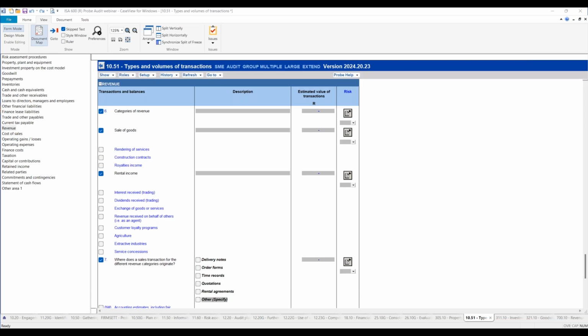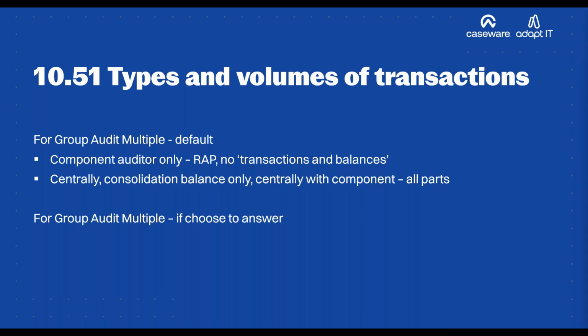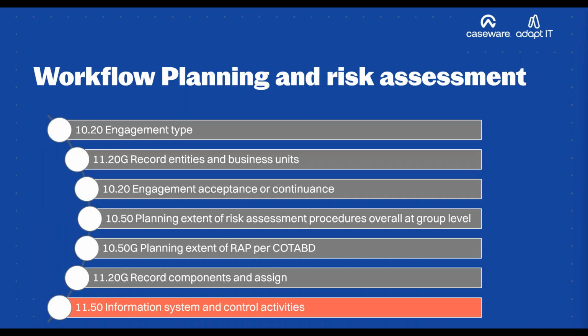Right, so that was 1051 then, types and volumes of transactions. And next up then, in our risk assessment and planning stage, is the information system and control activities. And again, this has a bit of a difference between the scenarios where we have only the group auditor involved and where we have only the component auditor involved. So let's have a look.